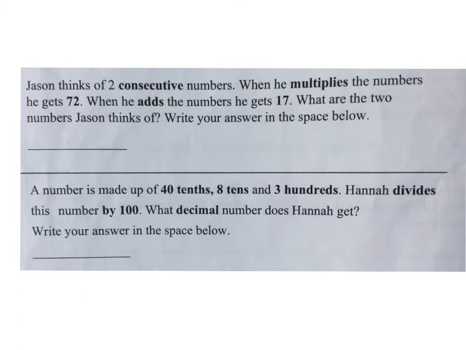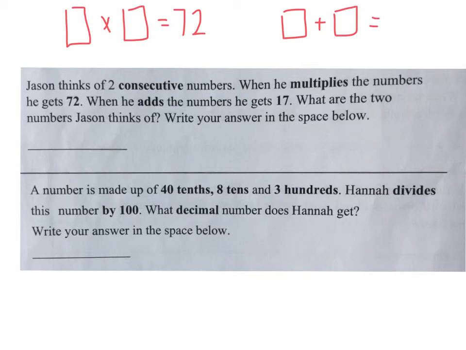Well, consecutive just means next to each other. So we need two numbers that are next to one another. And when we multiply them, we get 72. And when we add the two numbers, we get 17. And there only are two numbers that will fill in those boxes.